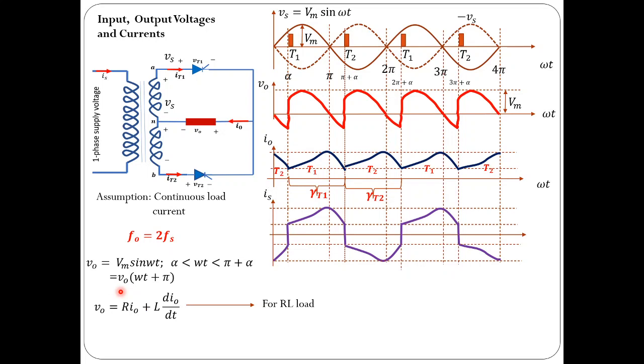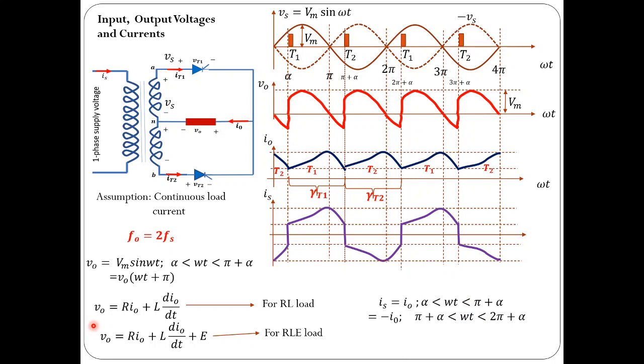Coming to the load current expression, in order to find the load current you have to solve this equation. For example, assuming the load is RL type, this is the mathematical expression for the KVL for the load: V0, the voltage across the load, is equal to R into I0 plus L into di0 by dt. Solving this you will get the mathematical expression for I0. In case it is an RLE load, then you will have this KVL: V0 is equal to R into I0 plus L into di0 by dt plus E. Solving this equation, one would get the mathematical expression for the load current.